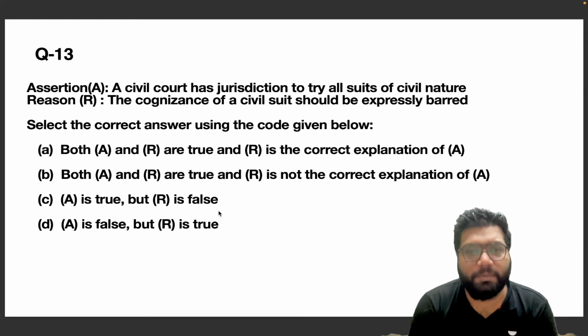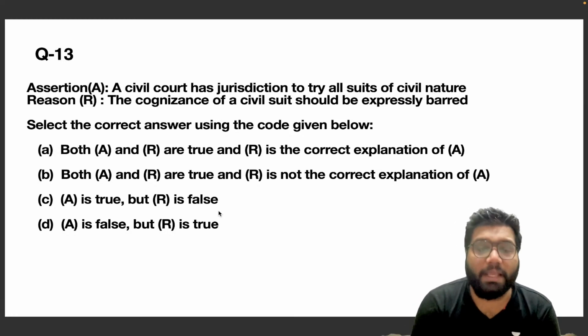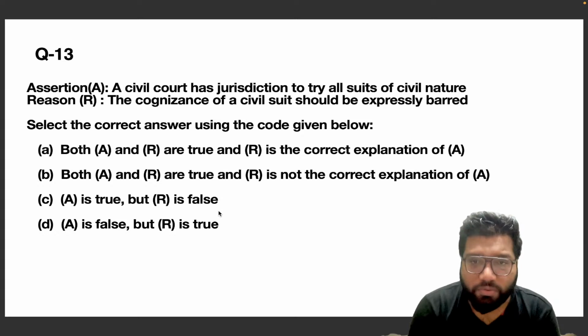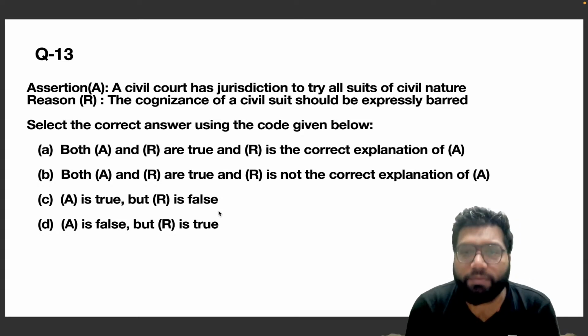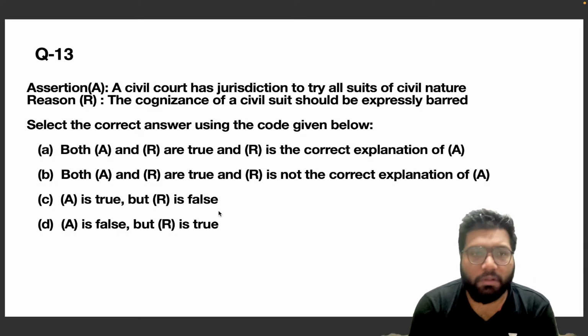This question is from CPC. Assertion: a civil court has jurisdiction to try all suits of civil nature. Reason: the cognizance of a civil suit should be expressly barred.